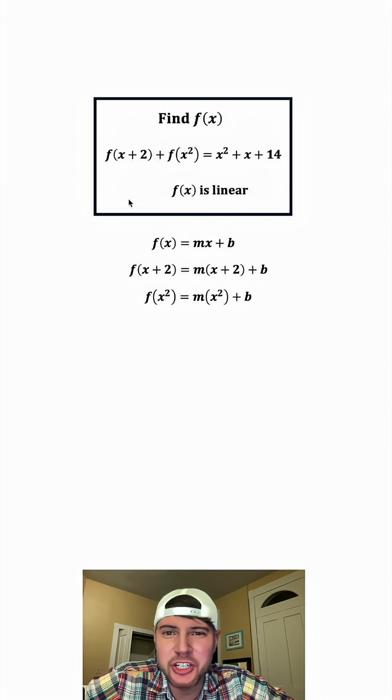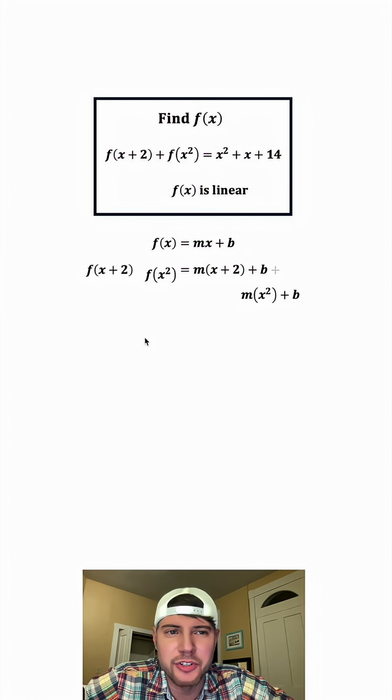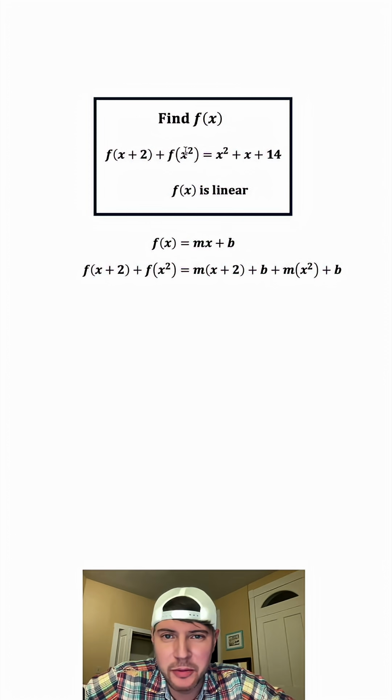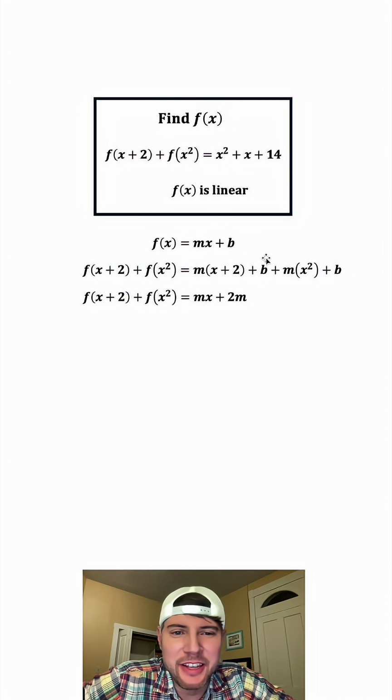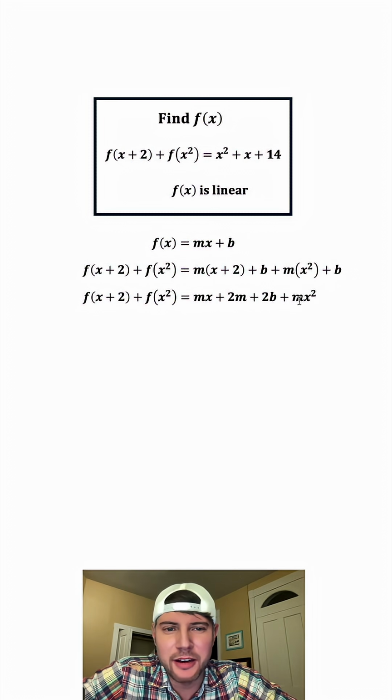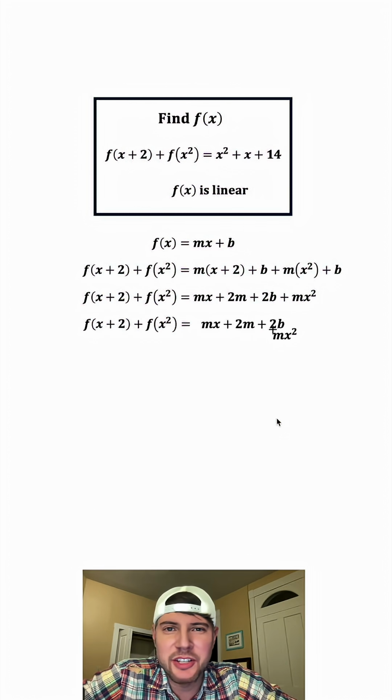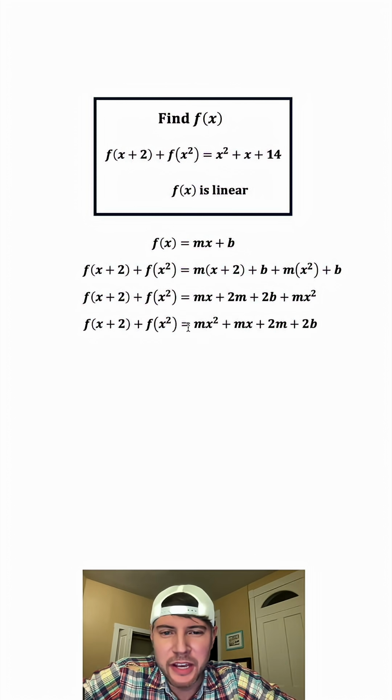And now the original question gave us f of x plus 2 plus f of x squared, so let's add these two rows together. It'll give us f of x plus 2 plus f of x squared, which is what we have up here, is equal to all of this. And we can do some work on this. This m can distribute to both of these terms. m times x is mx, and m times 2 is 2m. And then next we can combine this b plus this b to give us 2b, and let's copy down the mx squared. And then we can rearrange these in descending order. We have the x squared term, the x term, and the constants.